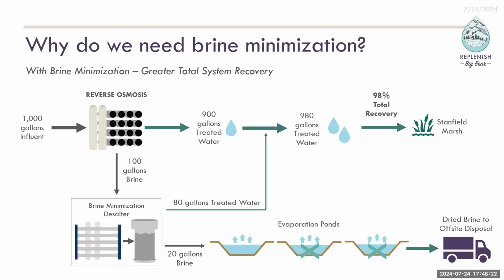Is that just going to be one big pond, or a series of ponds? You'll have multiple, so you can go between them and have that redundancy, and it also helps keep it shallower, which helps with evaporation. Yeah, thank you.